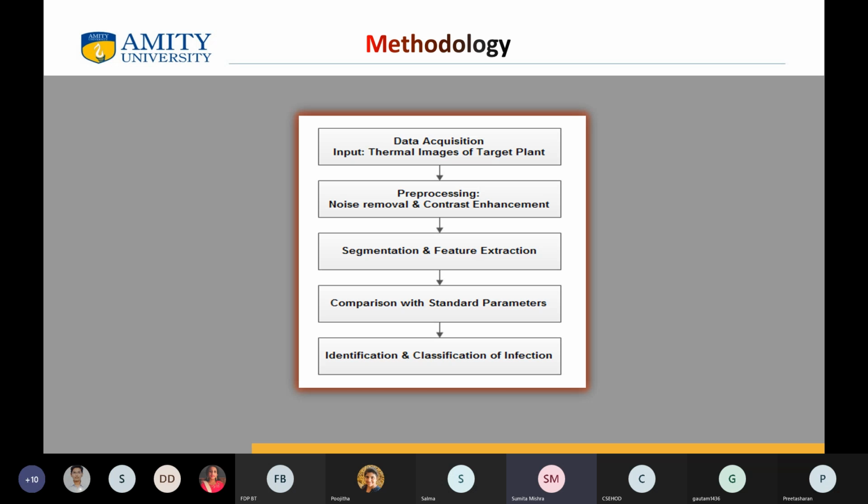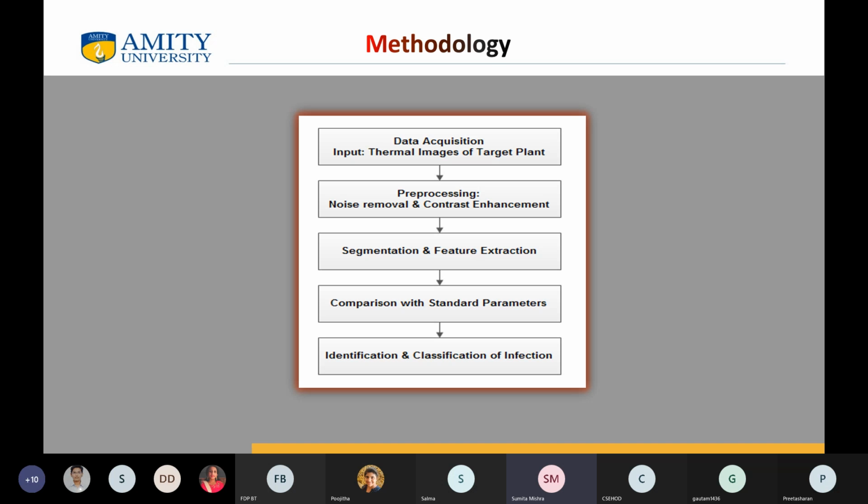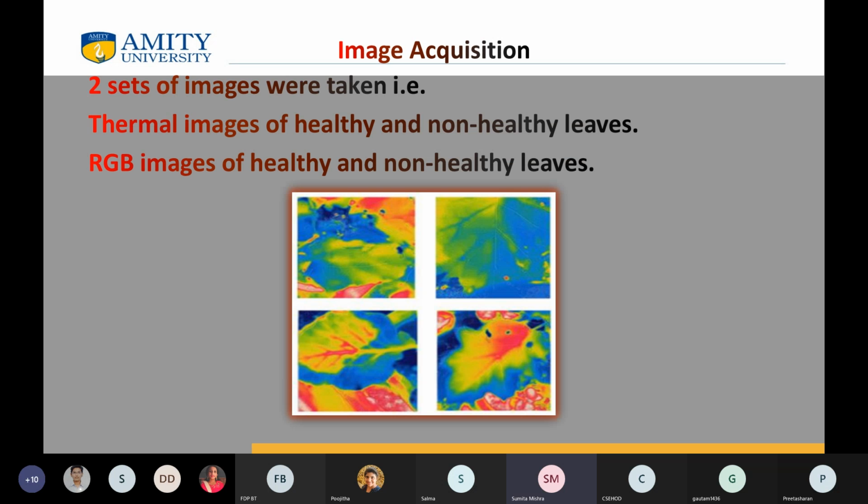Here the number of images was small, so we could not apply a deep learning algorithm because it will not work well on less data. We wanted to compare our results for the images taken from a normal camera, RGB images, and the images that are thermal in nature. So we have two data sets. This is the methodology that we used to get our results. As you see here, two classes of images were there: one was healthy and one was non-healthy. These are the thermal images of healthy and non-healthy leaves. These were taken, and then the database was prepared.